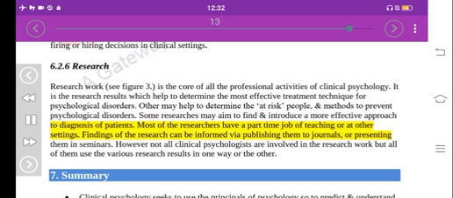Most of the researchers have a part-time job of teaching or at other settings. Findings of the research can be informed via publishing them to journals or presenting them in seminars. However, not all clinical psychologists are involved in the research work, but all of them use the various research results in one way or the other.